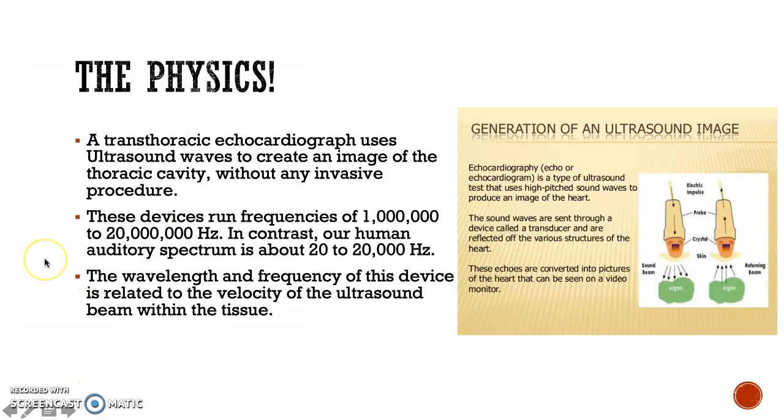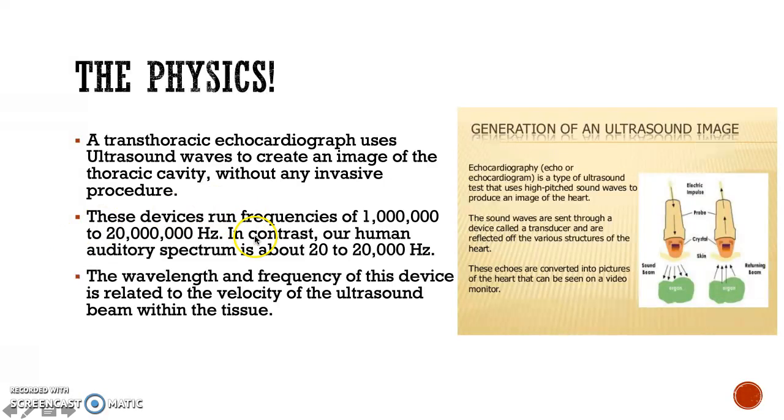And so the physics. A transthoracic echocardiograph uses ultrasound waves to create an image of the thoracic cavity without any invasive procedure. The device runs on frequencies of about 1 million to 20 million hertz. In comparison, the human auditory spectrum, so our hearing, is about 20 to 20,000 hertz. This is a really, really high frequency device. The wavelength and frequency of this device is related to the velocity of the ultrasound beam within the tissue.